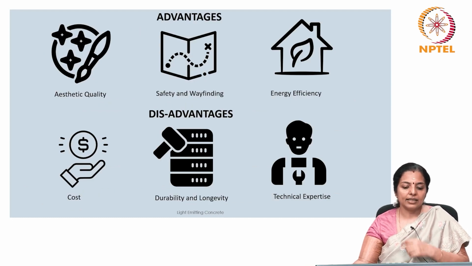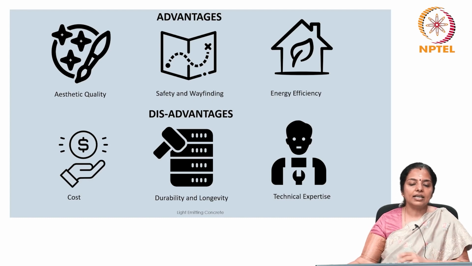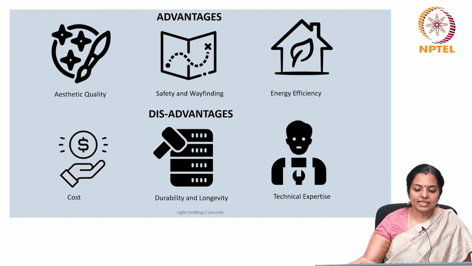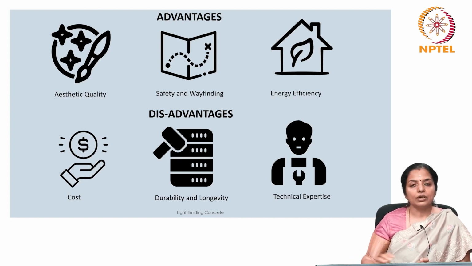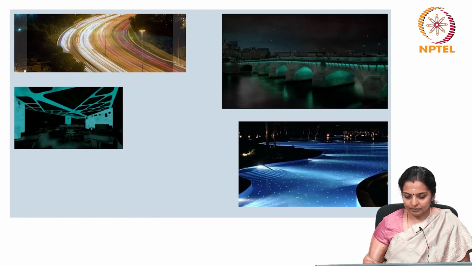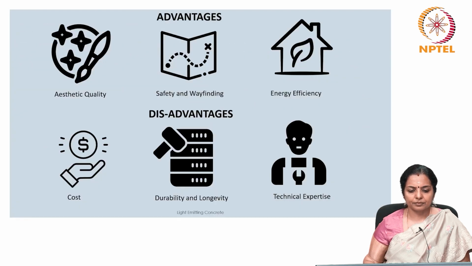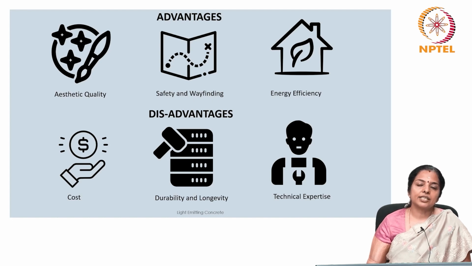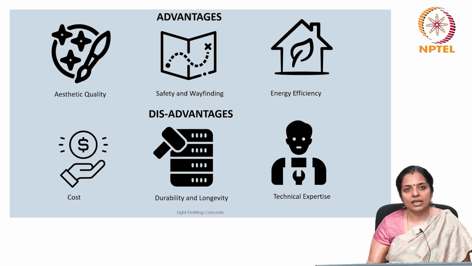Let us now look at the advantages. The advantages include its aesthetic quality. As we look through the cases, you will be able to understand what I mean by aesthetic quality. These can be low in cost when you look at it as a combination of material as well as its light emitting properties. So, as a material with a capacity to emit light, when we look at it in combination, its cost will be very effective.